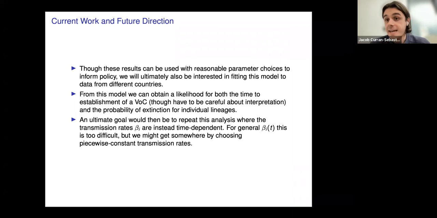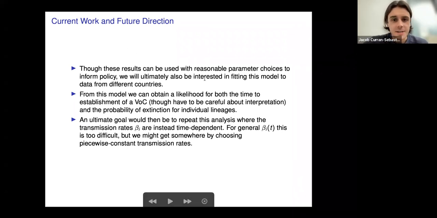And for that, we also can obtain a likelihood because we have an expression for the probability of extinction, both in the single type and the multi-type scenario. So that's probably more like how we'll actually be doing that.